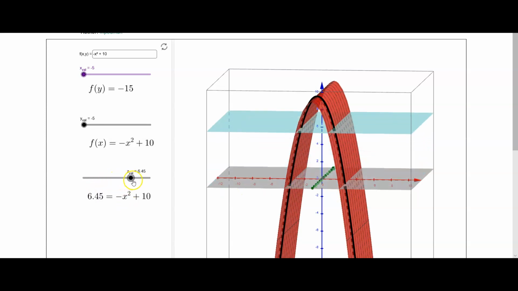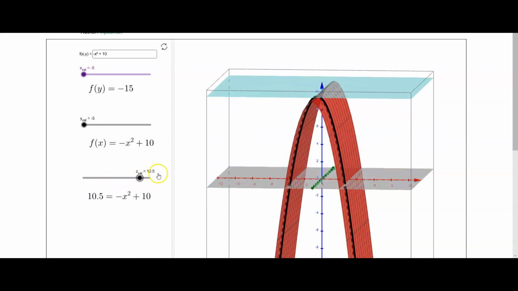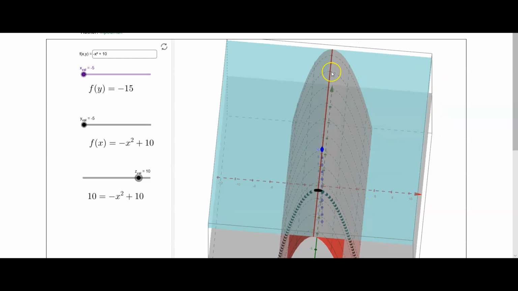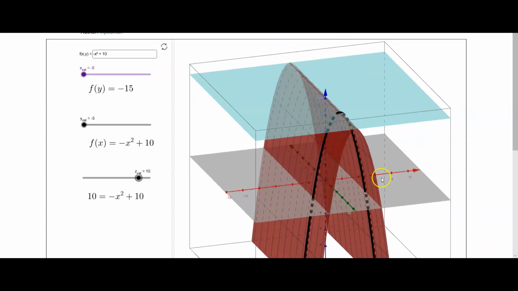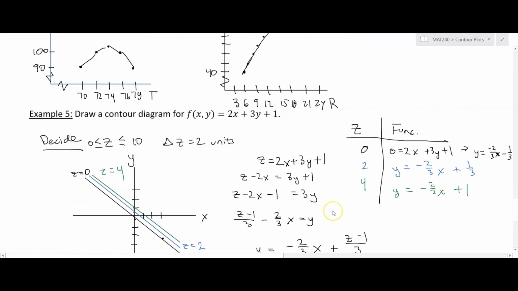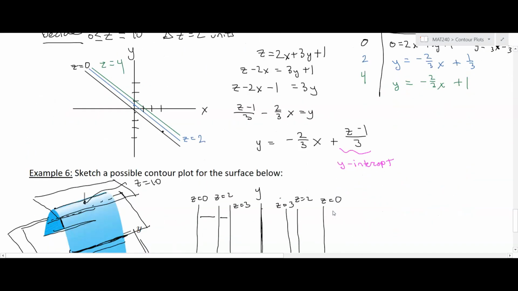And as I get closer to the top of that, I see I'm only going to have essentially that one line at z equals 10. Let's see if I can get that fine-tuned. There we go, z equals 10. So there you see that just one straight line that we get when z is equal to 10. So contour plots along with cross sections reveal a ton of information about data and our ability to analyze multivariable functions.